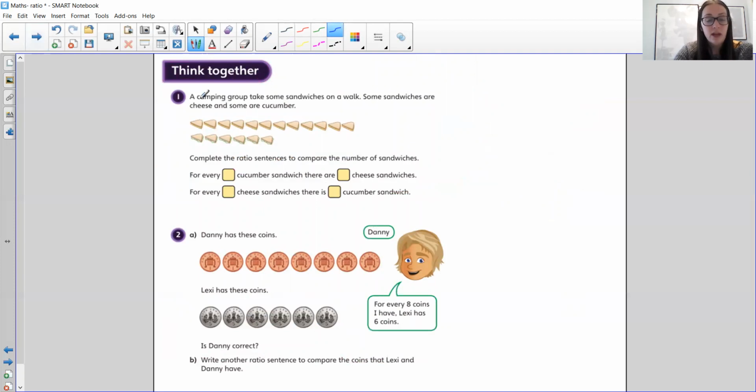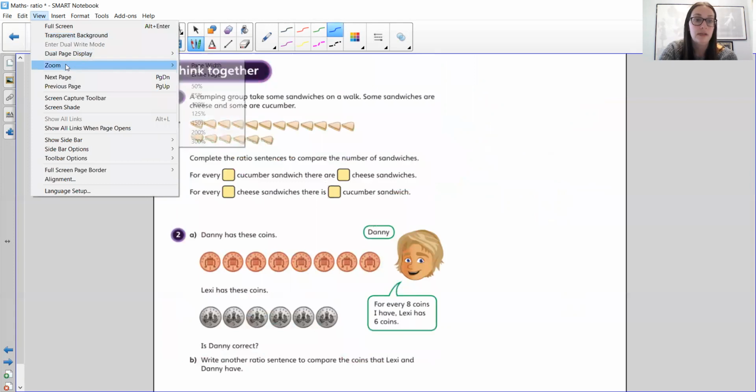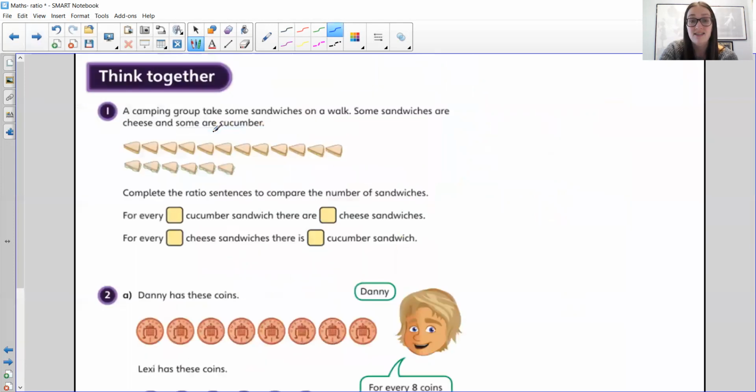Okay then. So this is our think together. A camping group takes sandwiches on a walk. Some sandwiches are cheese and some are cucumber. Ugh, my absolute least favourite. I would not be eating the cucumber ones because I can't stand cucumber. Fun fact about me. So can you complete the ratio sentences to compare the number of sandwiches? Okay, pause video, off we go.